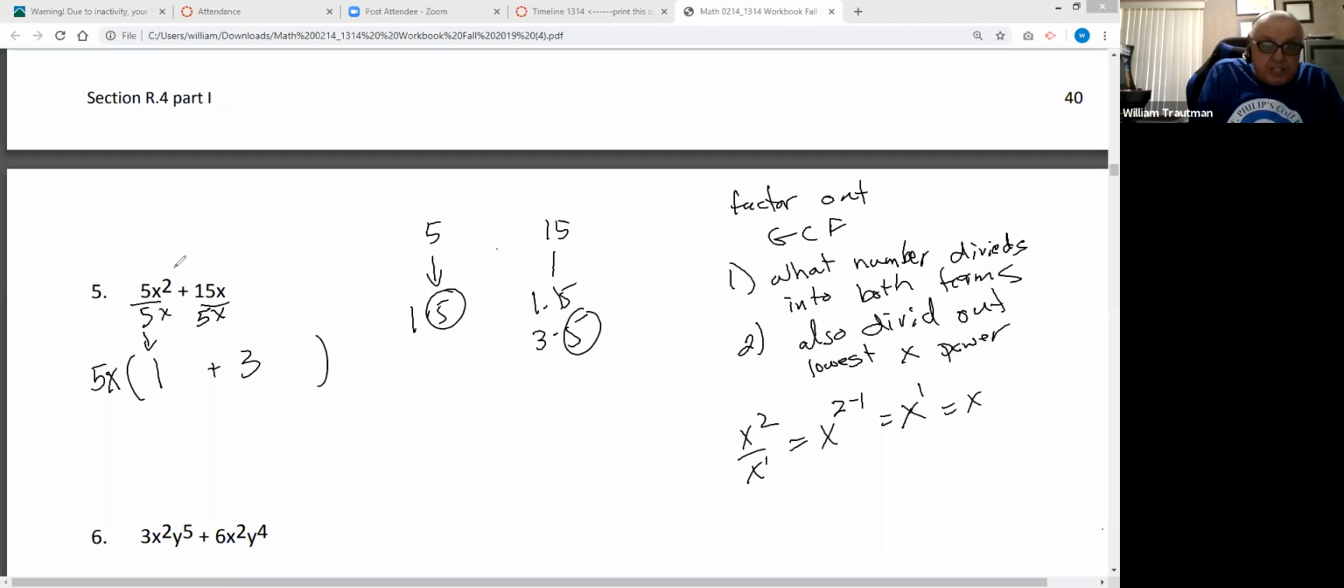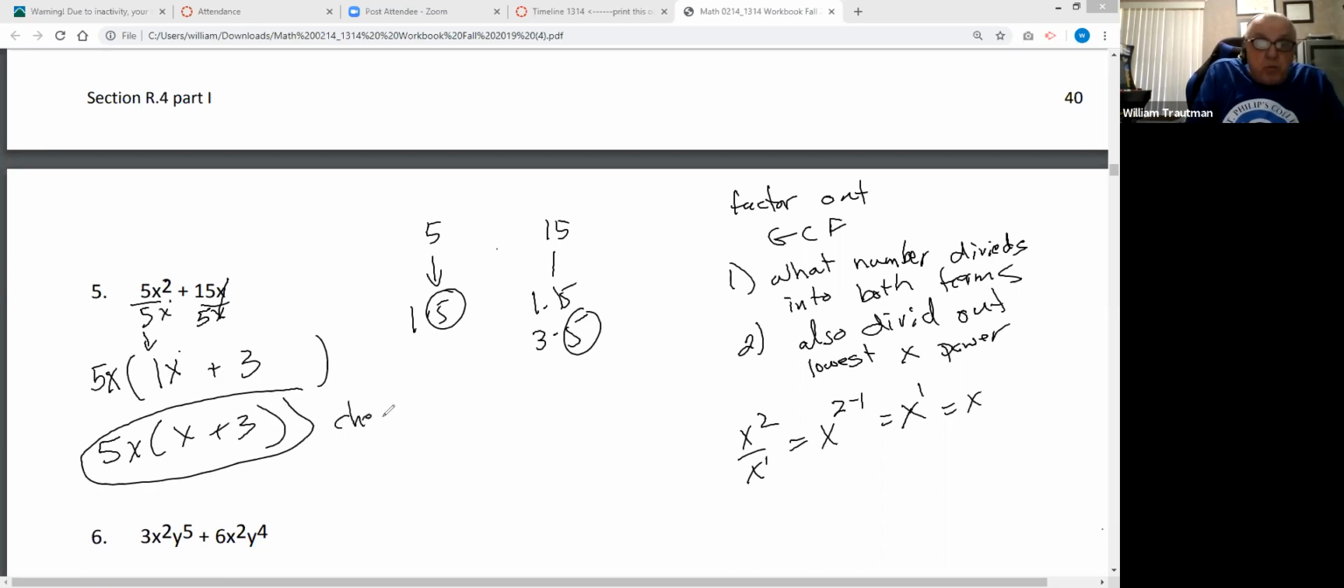So I had x squared on top. I divide it by an x. I have an x left over. You see 2 minus 1 is 1. Here, 1 minus 1 is 0. The x's cancel. So my final answer is 5x times x plus 3. We don't write the 1 in front of the x. And you can check your work.